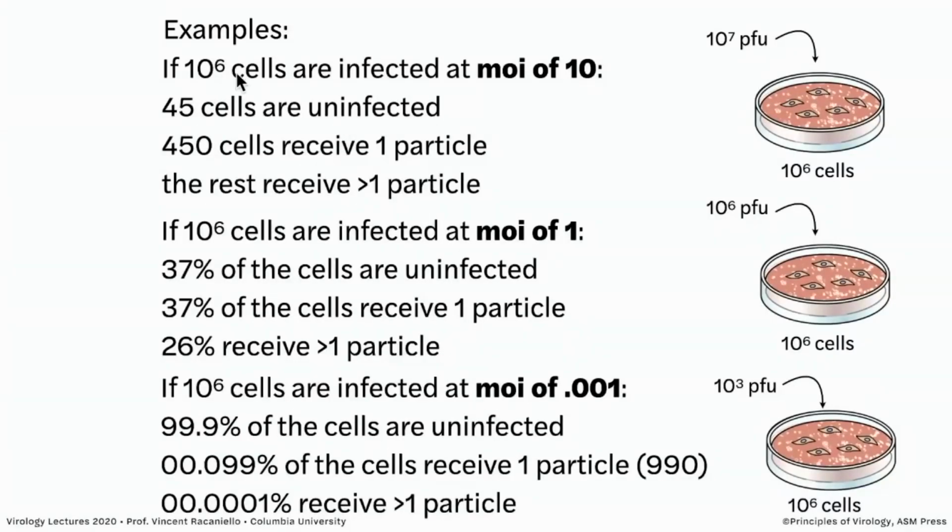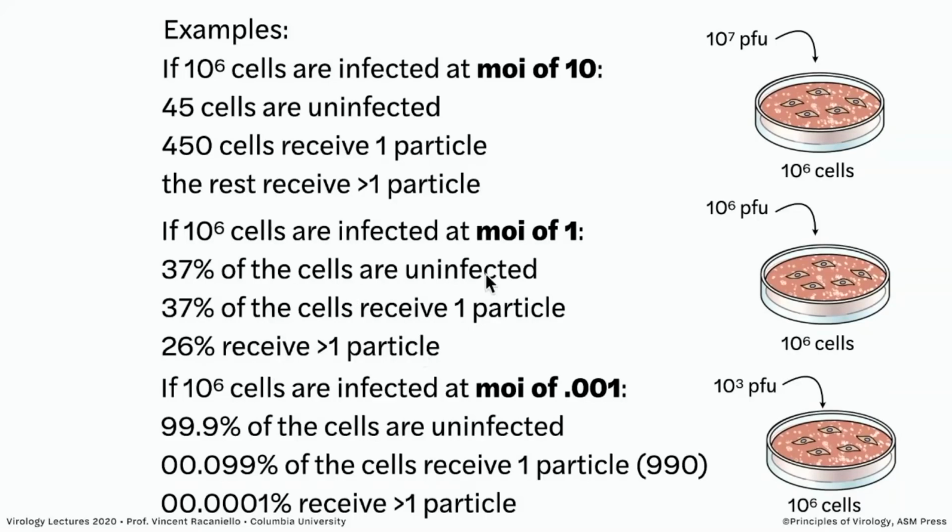Here's some examples. We take 1 million cells in each of these plates. We infect at a multiplicity of 10. That means you're putting 10 to the 7th PFU on the cells. And if you use that formula, you'll see 45 cells are uninfected. 450 cells get 1 particle, and the rest get more than 1. That's why at a high MOI, we can do a one-step growth curve because all the cells are infected. You do an MOI of 1, now 37% of the cells get 1 particle and 26% get more than 1. So you're not infecting all the cells now.